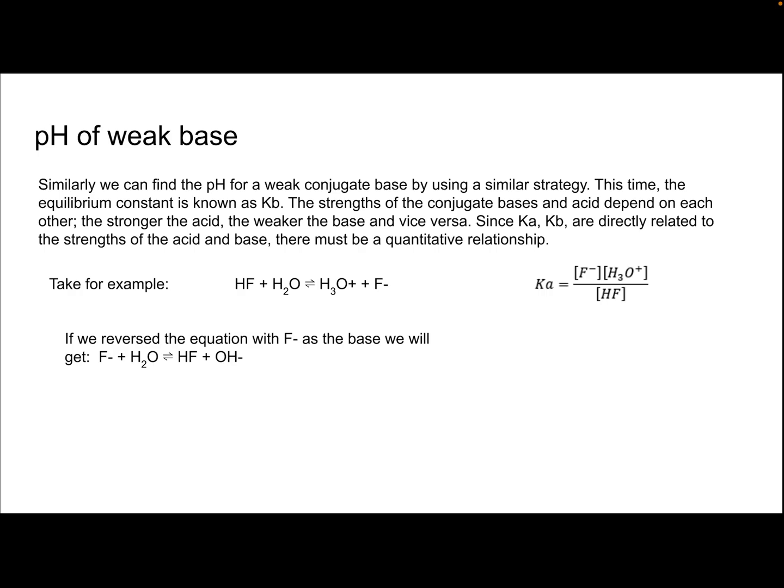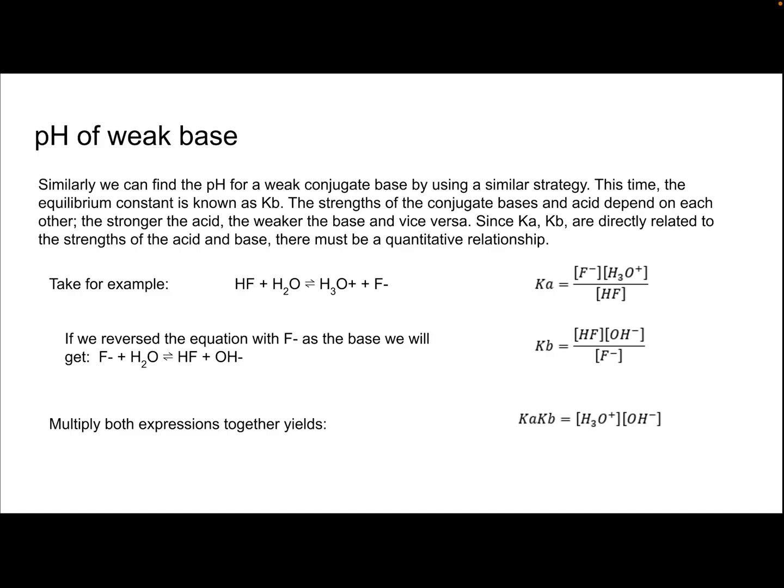In this case, since we have a base that's reacting with water, we're going to write our Kb expression. So Kb is equal to the concentration of HF multiplied by the concentration of OH- divided by the concentration of F-. If we multiply these two equations together, Ka and Kb, you'll notice that since we have HF on the bottom for Ka and HF on the top for Kb, and vice versa for F-, they cancel each other out, and all we're left with is Ka times Kb is equal to the hydronium ion concentration multiplied by the hydroxide ion concentration.